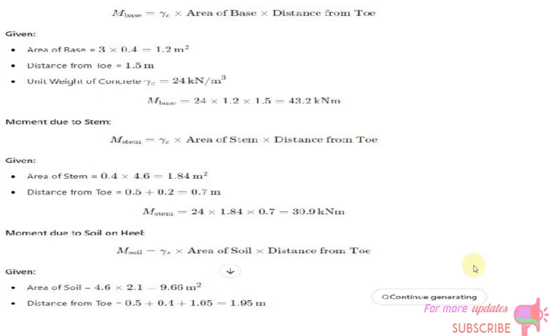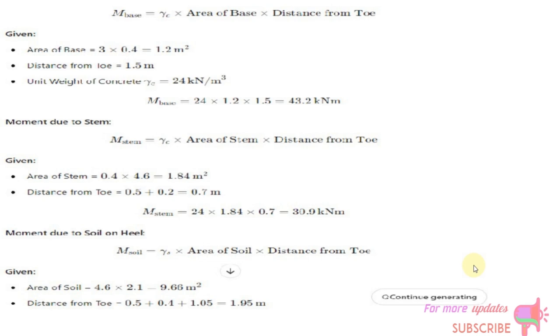Moment due to soil on the heel of the retaining wall equals unit weight of soil, 18 kN per cubic meter, multiplied by area of the soil, 4.6 times 2.1 meters, multiplied by the horizontal distance from the toe to the center of the soil, which is given by length of toe, 0.5, plus width of stem, that is 0.4 meters, plus half of 2.1 meters, which gives a total of 1.95 meters. This gives 339.1 kN meters.